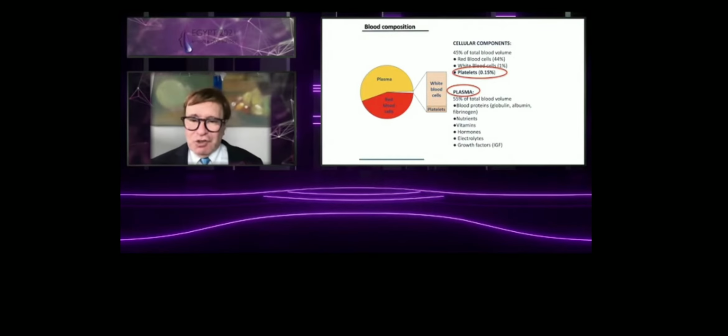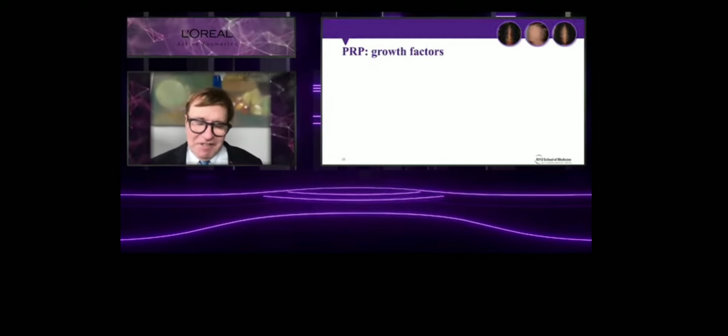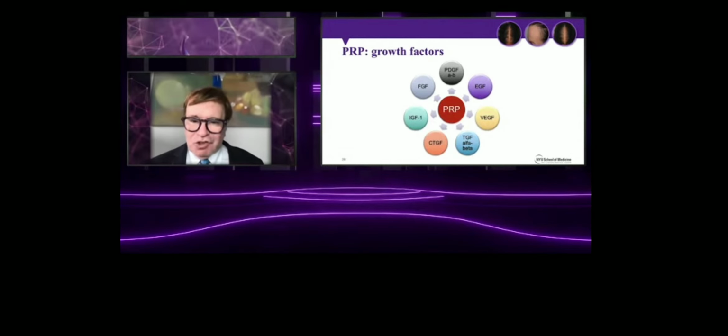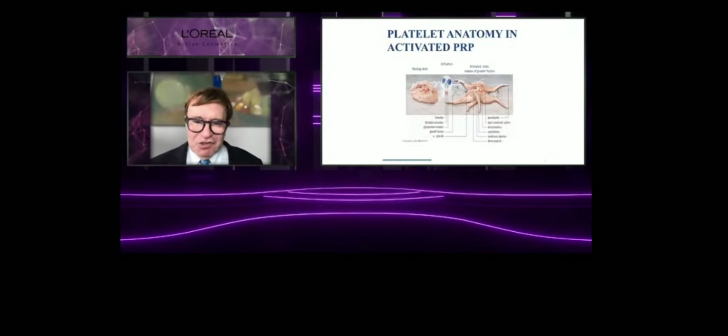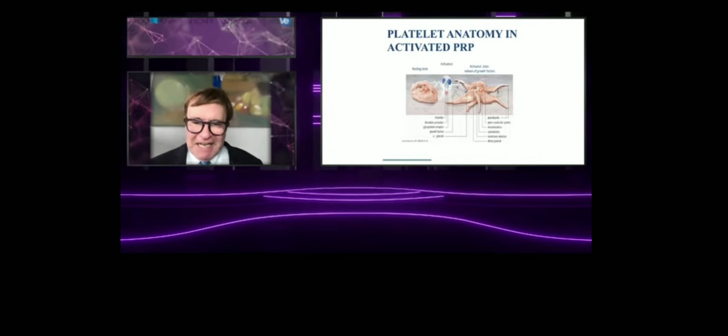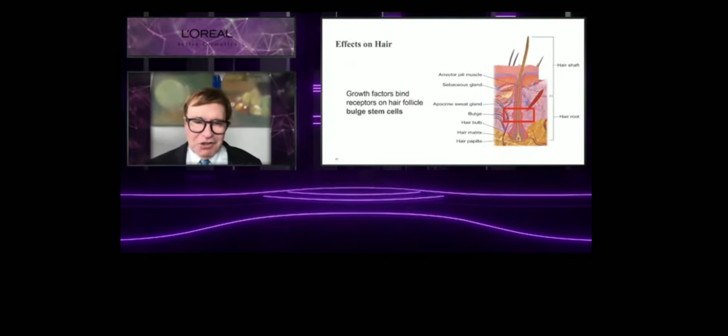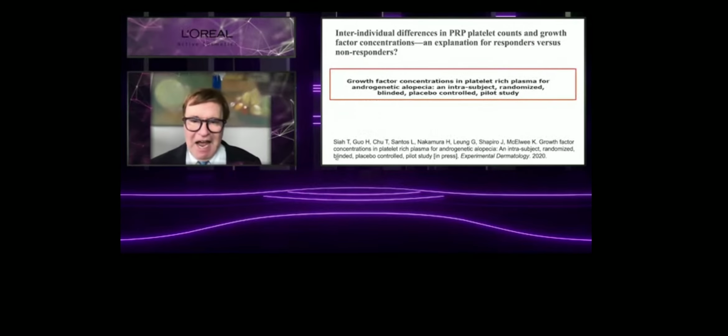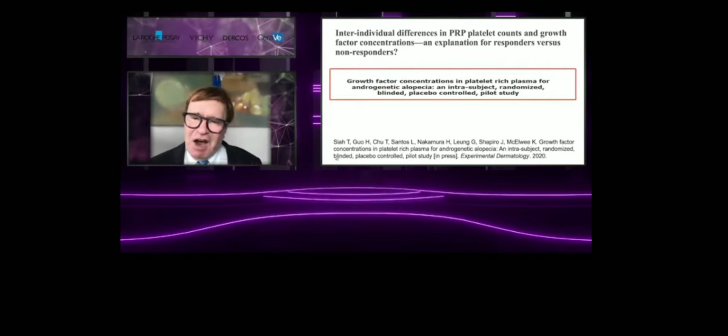We do use it. We use the platelets and we use the plasma, and then we spin the blood down, and we try to get certain growth factors, and we inject into the scalp. So the platelets have growth factors, and once you inject, the growth factors come out of the platelets, and then the growth factors bind to receptors on the hair follicle called the bulge stem cells. And we did this study, just published last year, on which were the most important growth factors that were relevant.